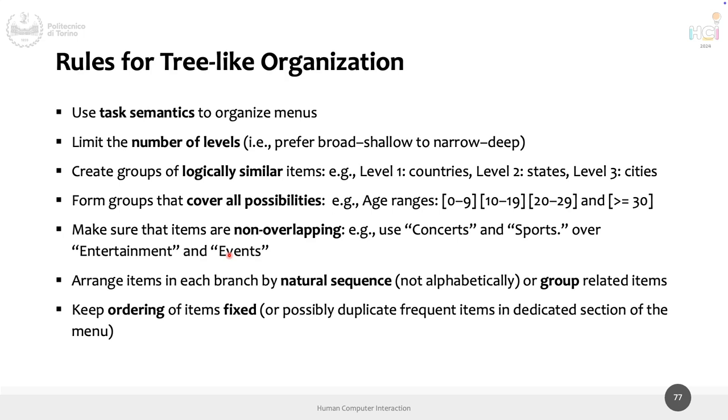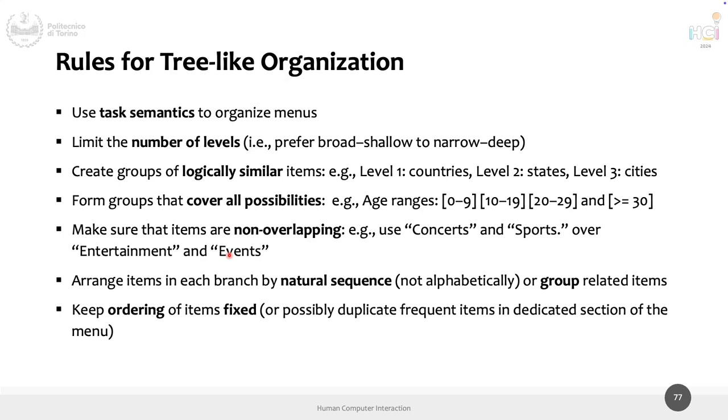Create groups of logically similar items, not alphabetically similar, like level 1, level 2, level 3, etc. Groups should cover all possibilities. You should have 0 to 9, 10 to 19, 20 to 29, and more than 30 if you're talking about ages, like in a survey, and not 0 to 9 and then 11 to 20, because there is a gap in the middle.